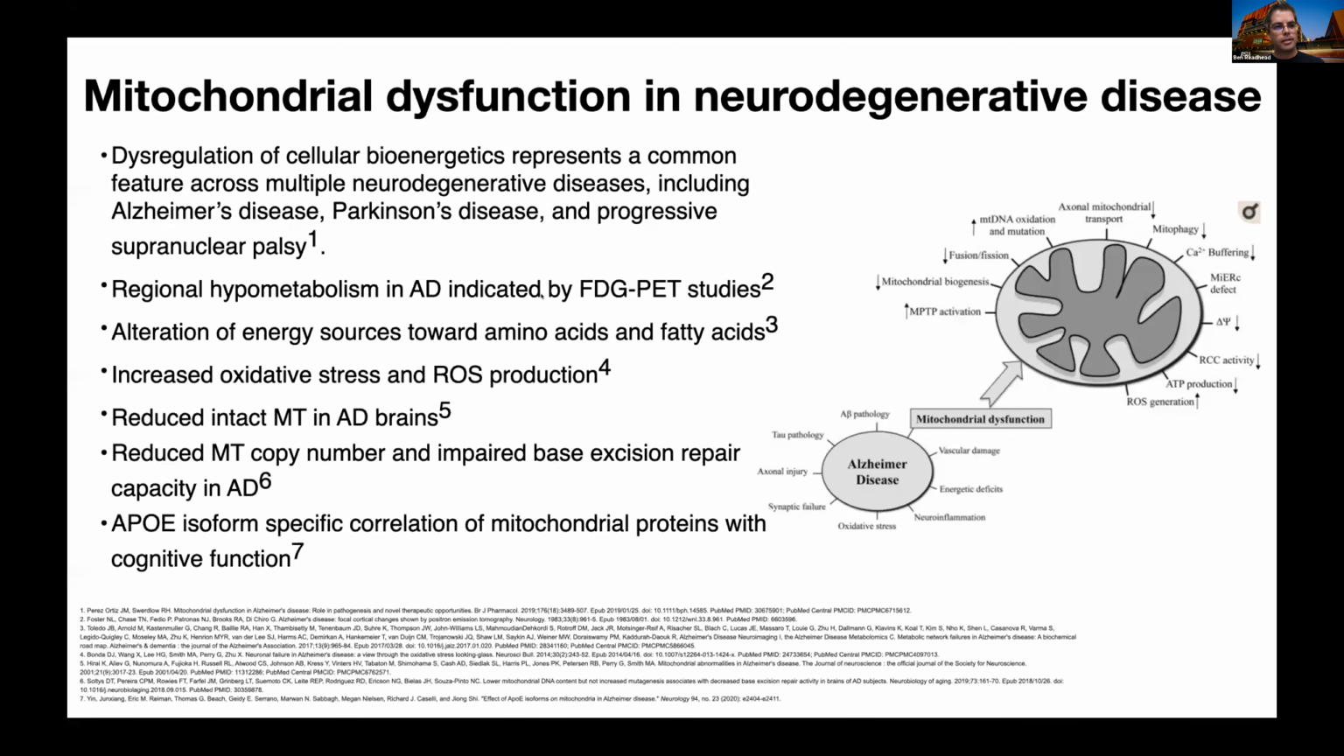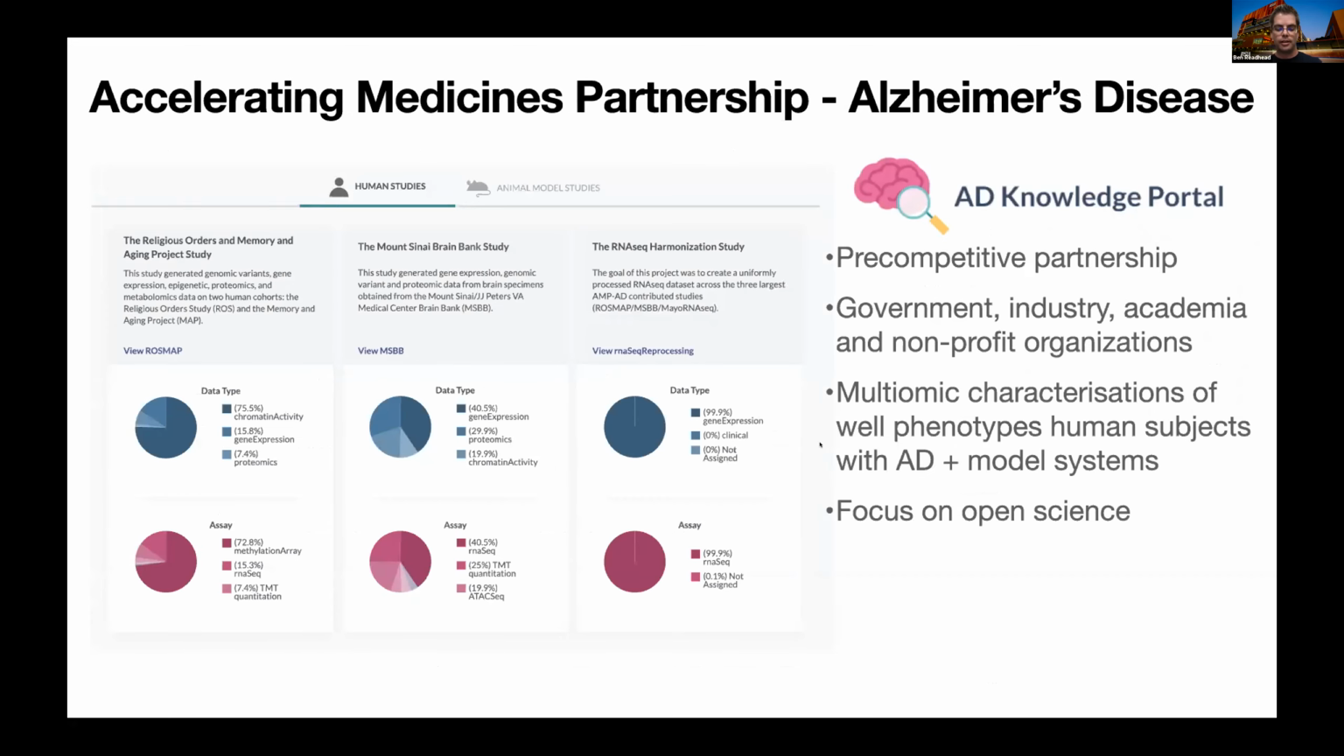There's a rich and complex literature of mitochondrial dysfunction in different aspects of neurodegenerative disease. We know that there's dysregulation of cellular bioenergetics. This is really a common feature across many neurodegenerative diseases, particularly Alzheimer's disease. We of course see signs of regional hypermetabolism in neuroimaging studies. We see shifts towards uptake of energy sources such as amino acids and fatty acids, upregulation of oxidative OXPHOS pathways and ROS production. We have reports of reduced intact mitochondria in AD affected brains, reduced copy number, impaired base excision, and from some of my colleagues here in Arizona, findings of APOE isoform specific correlations between mitochondrial proteins and cognitive function. So there really is a complex literature that sets up the motivation for why we'd want to investigate this.